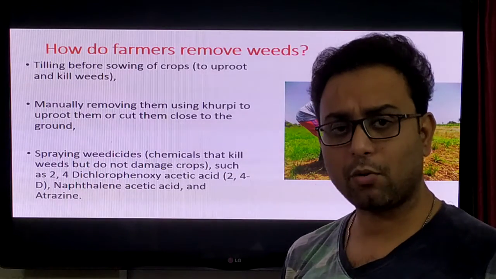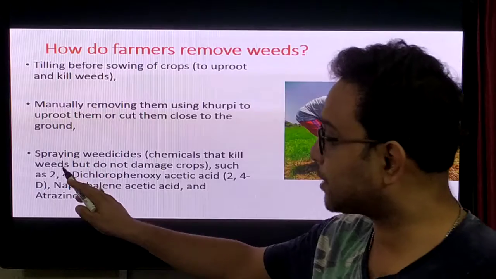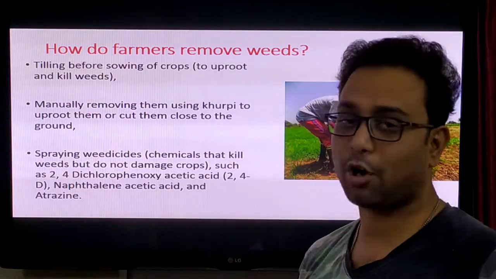So weedicides, what is it? These are chemicals that kill weeds but do not damage the crops.